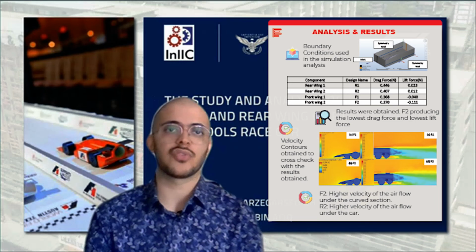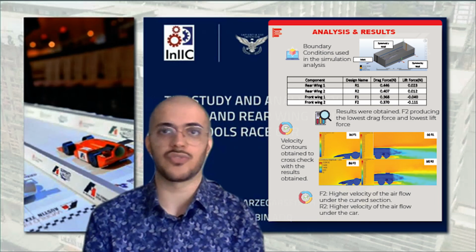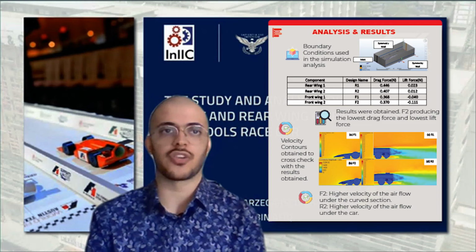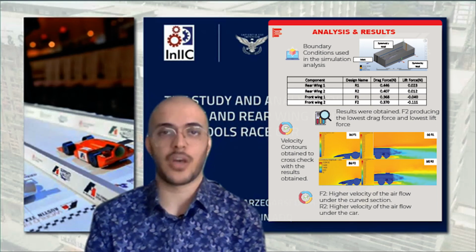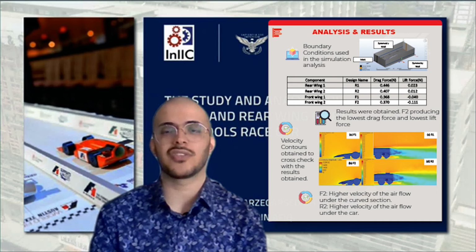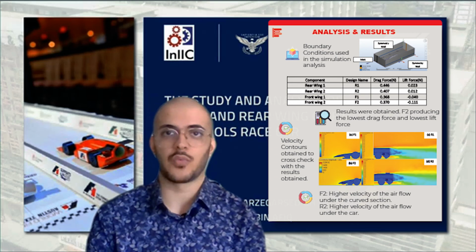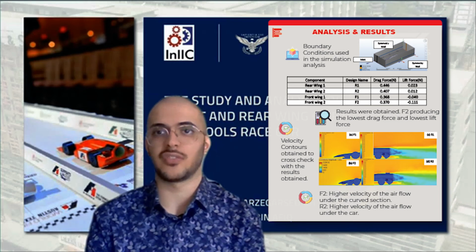The velocity contours also prove that F2 has produced lower lift force, as the velocity of the flow under the curved section is higher than the top of the car. This means air particles stay longer on top of the car and exert pressure downwards, which will increase the downforce.